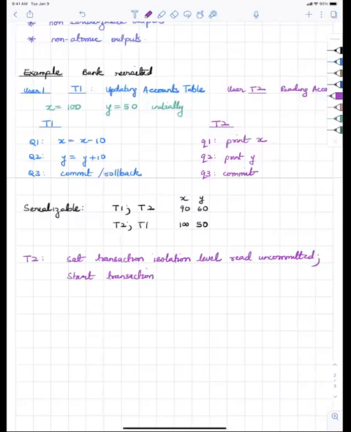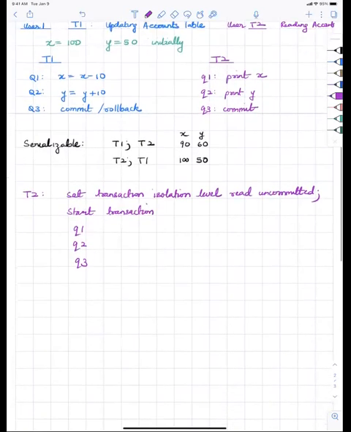Okay, and then you do Q1 and Q2 and Q3 where you end the transaction. So that's T2, sorry. And for T1, it's just an update transaction, so the isolation levels do not matter at all. Whenever you update a database, you're going to take hard locks, and we are going to do it with a commit.